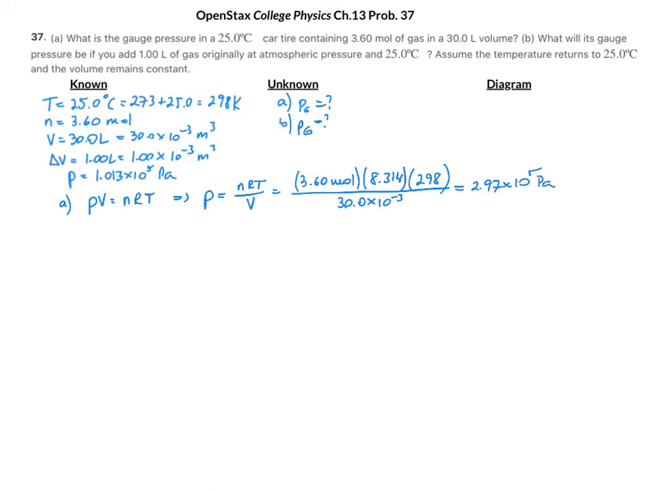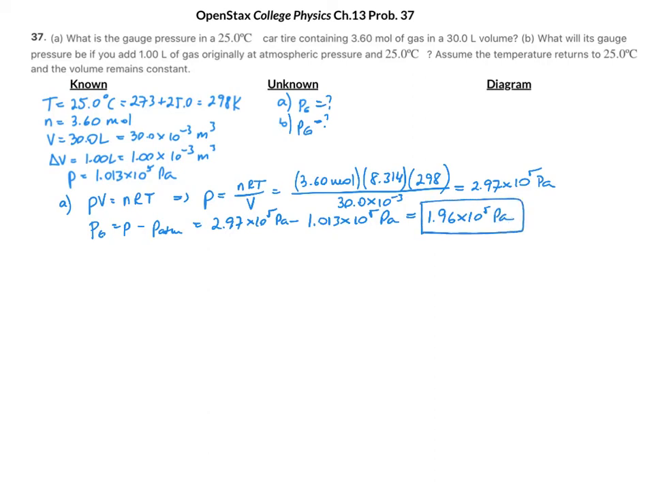But the problem is asking us for the gauge pressure. So the gauge pressure is this pressure that we obtained here minus the atmospheric pressure. So that is 2.97 times 10 to the 5th pascals minus 1.013 times 10 to the 5th pascals. So we end up with 1.96 times 10 to the 5th pascals for the gauge pressure in the tire.